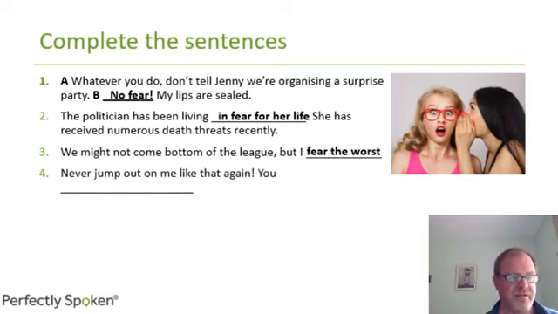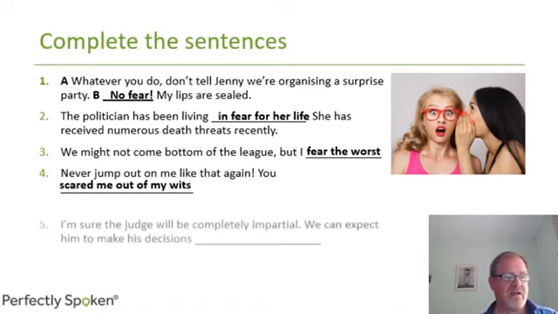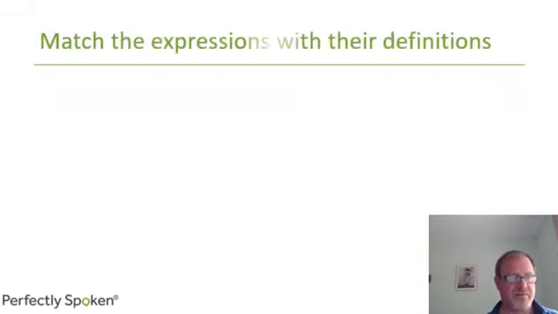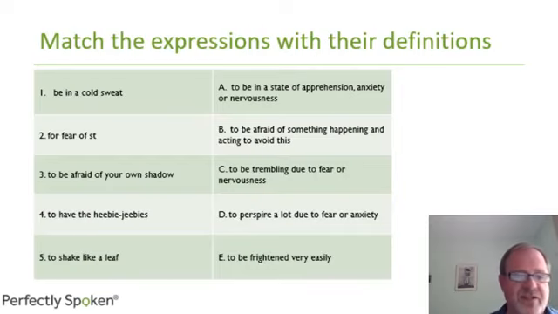Number 4. Never jump out on me like that again. You absolutely terrified me, etc. You scared me out of my wits or scared the daylights out of me. Okay, you've got more than one option here. Number 5, I'm sure the judge in the trial will be completely impartial. He or she, well, in this case, he, will come to a decision without other people influencing him or putting pressure on him. We can expect him to make his decisions without fear or favour. Without fear or favour.